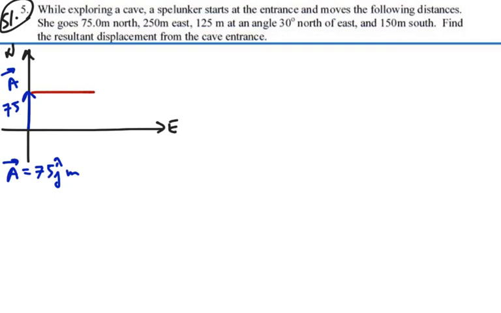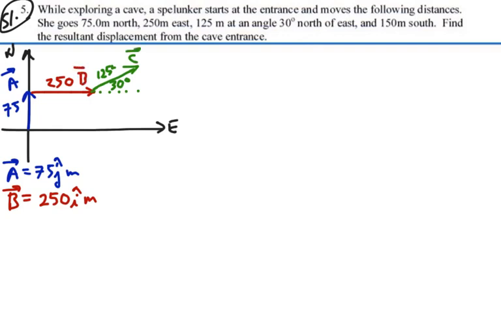And then our second vector is 250 meters east. Let's not necessarily draw this to scale, but it's 250 meters directly east, and that is vector B, and that is 250I meters. And then our third vector is 125 meters at a direction 30 degrees north of east. So you go east and then you go 30 degrees north of it for 125 meters. And that's our vector C.